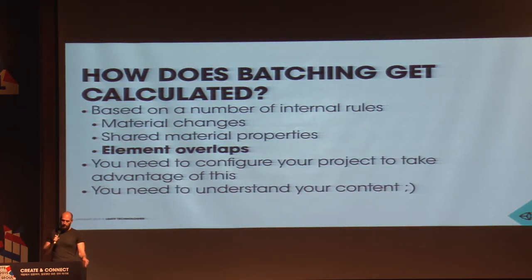How does batching get calculated internally? It's based on a number of internal rules, some of which were covered, such as material changes and shared material properties like textures and other uniforms. For the UI system, we also consider element overlap. And what this means is that if elements overlap, special rules are required to know if they can batch together.